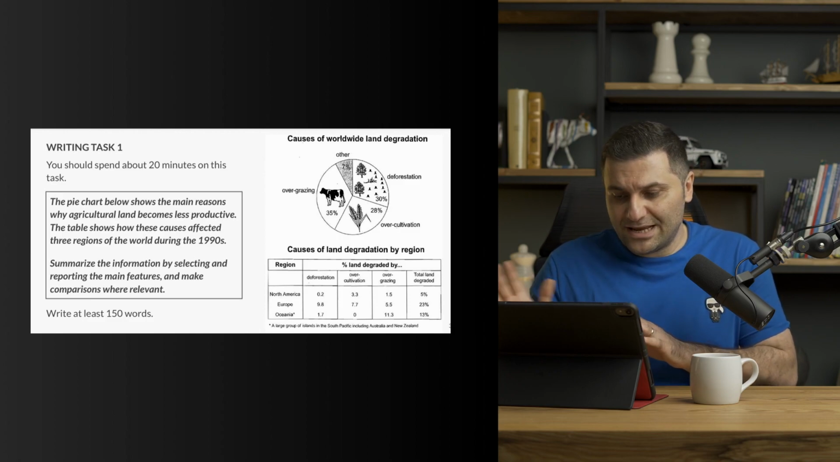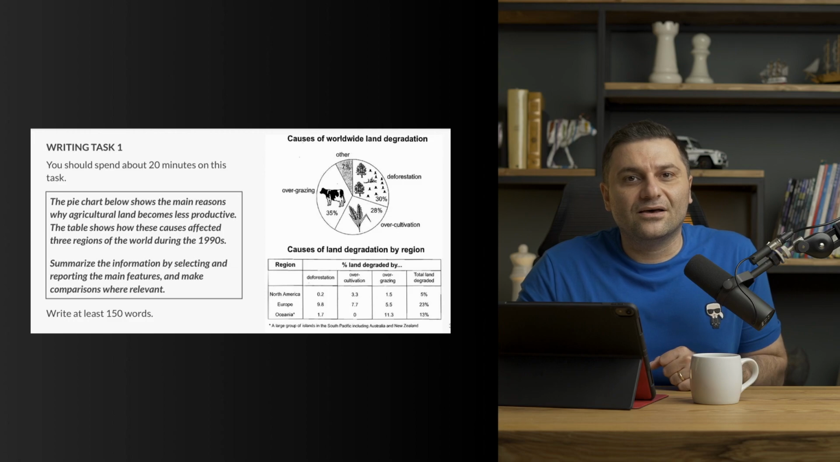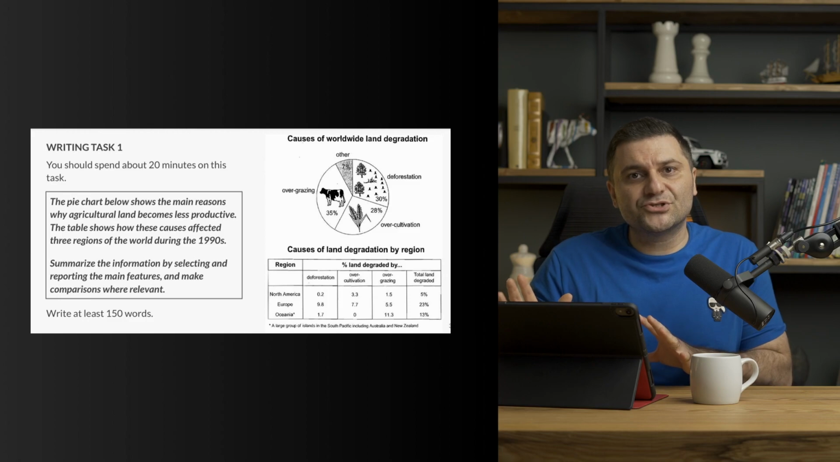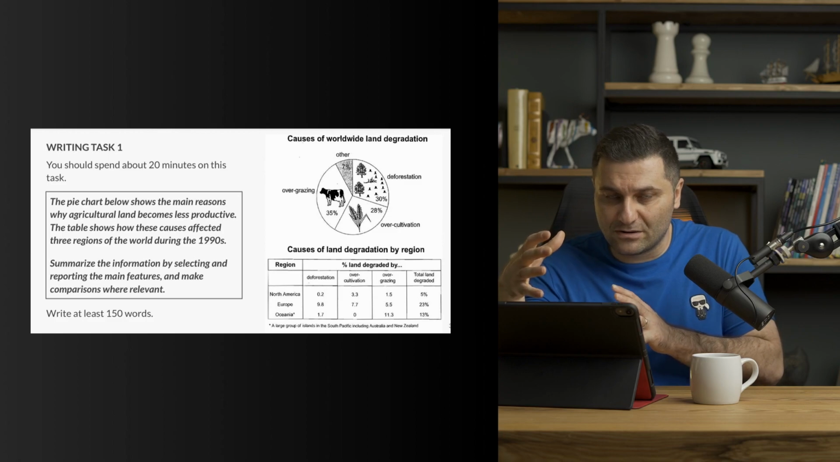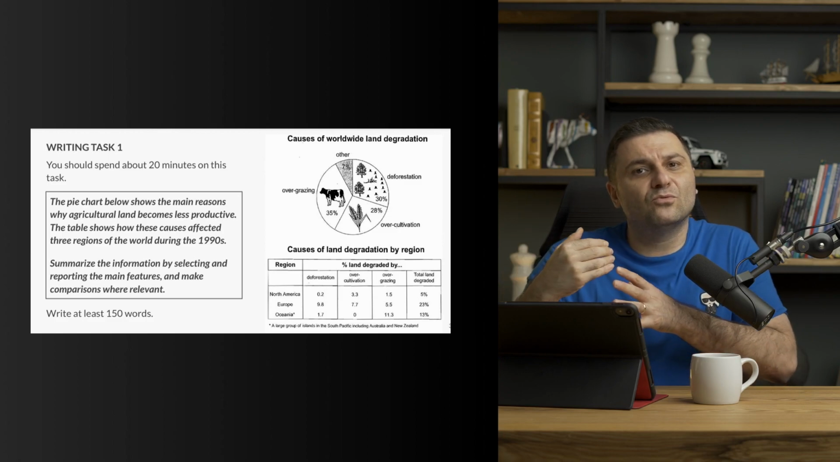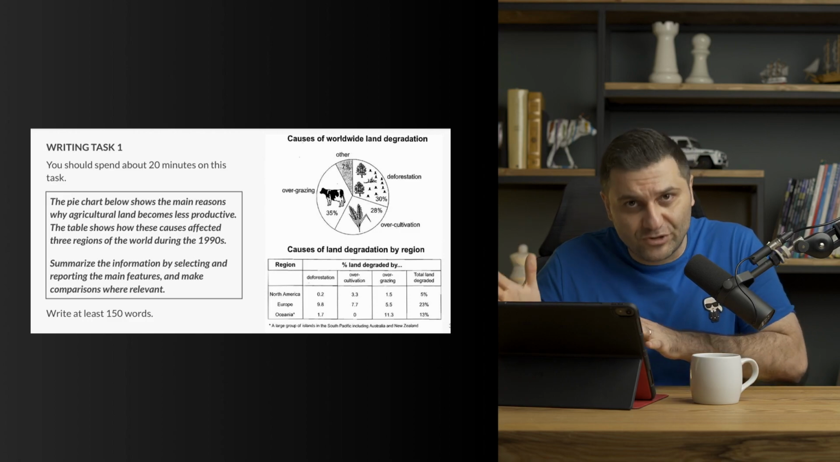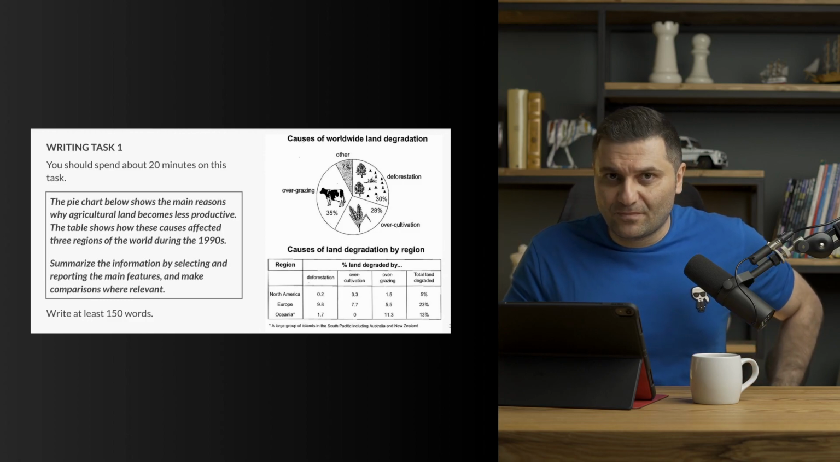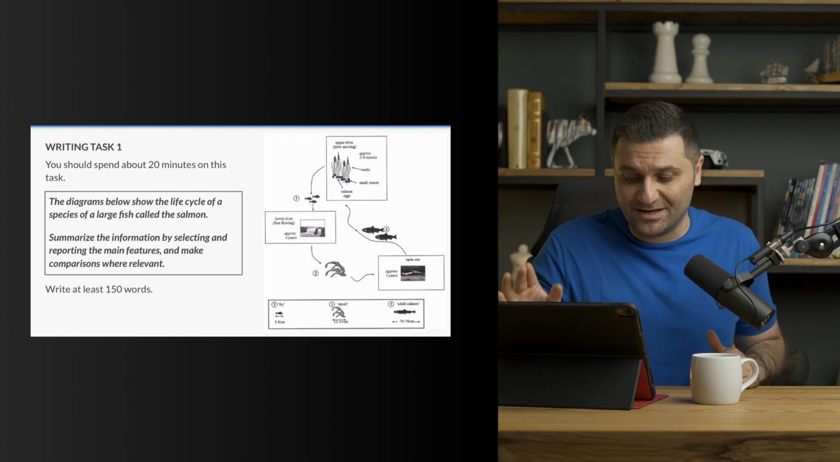So in our next sessions, we will delve into writing these types of questions, actually mixed charts. Right now, you should just understand that this is a kind of comparative graph that you should compare, right? You should compare the causes of worldwide land degradation with the causes of land degradation by region, okay? Then we have processes. Processes are, if you ask me, pretty easy. Not that difficult as they may seem.